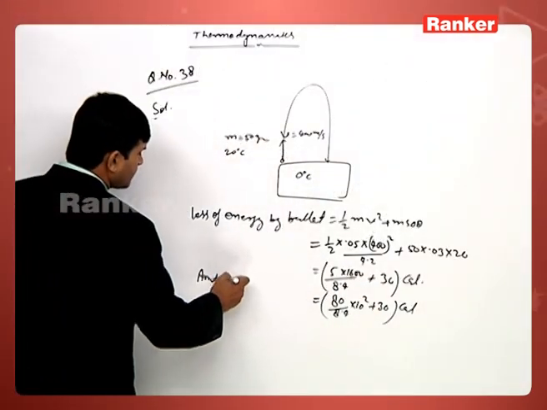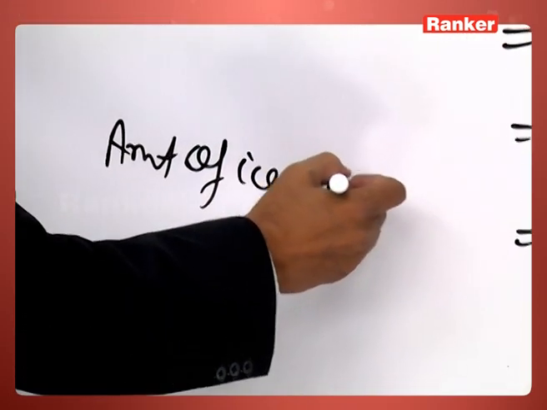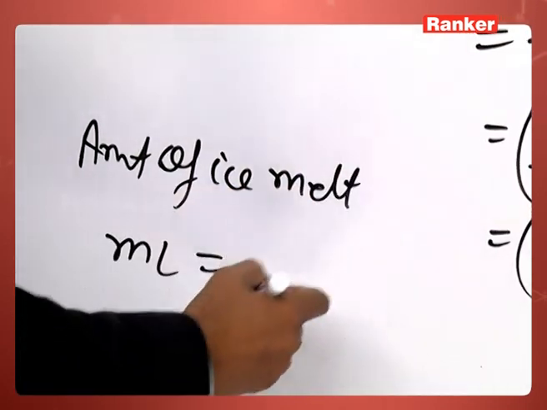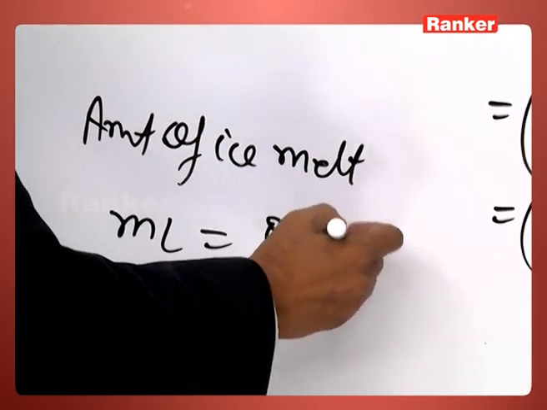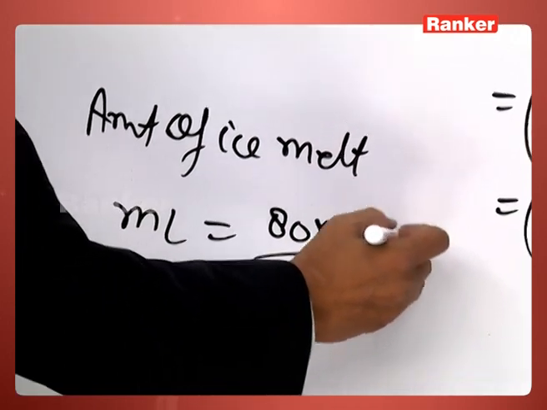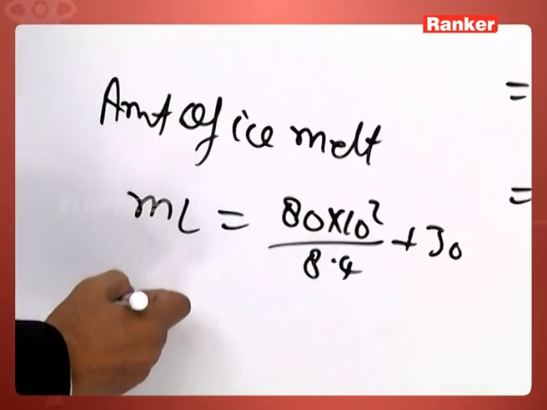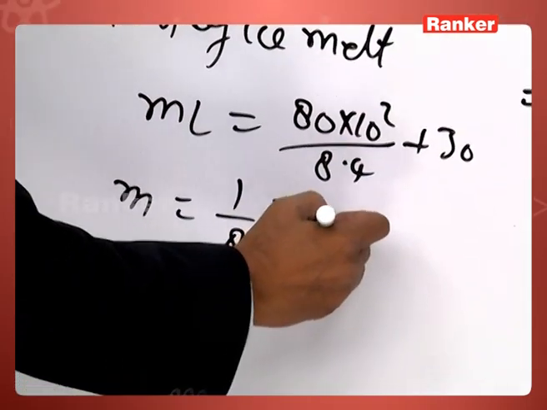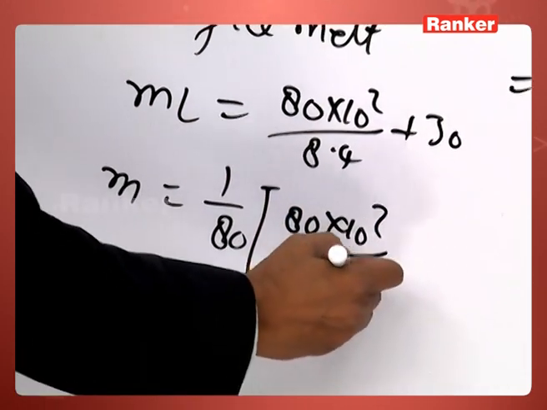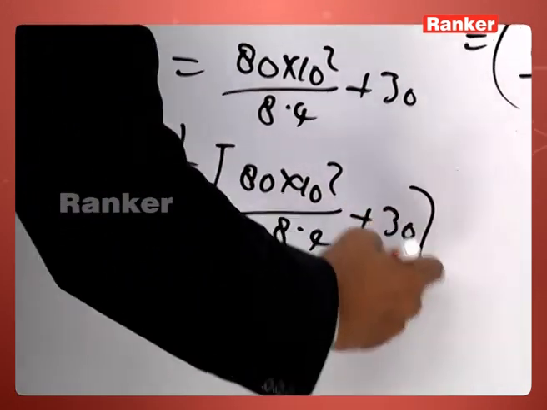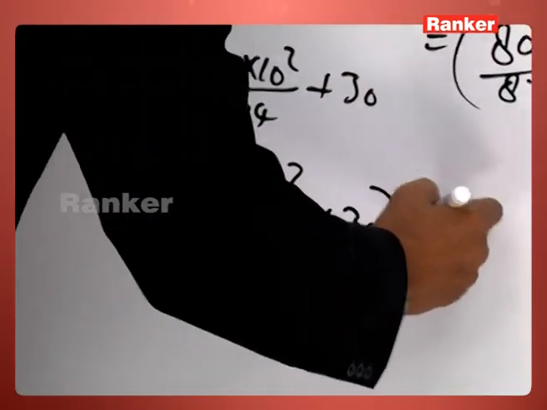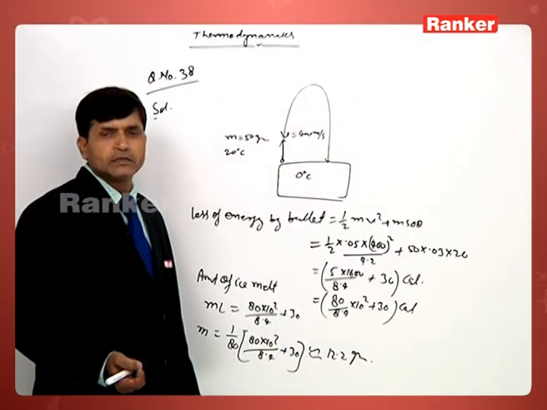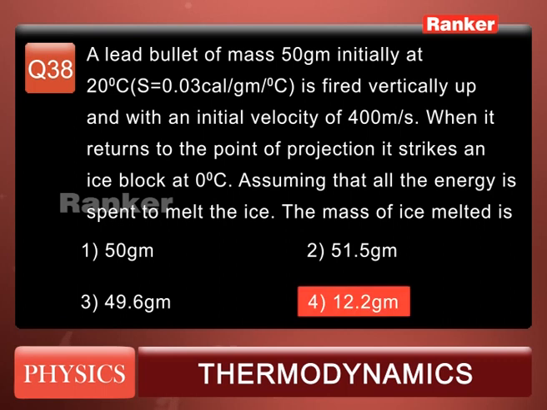So the amount of ice melted, m into L, is equal to 80 into 10 power 2 by 8.4 plus 30. So m is equal to 1 by 80 times 80 into 10 power 2 by 8.4 plus 30. When we solve it, it comes to around 12.2 gram. So this is our option. So option number 4 is the correct answer.